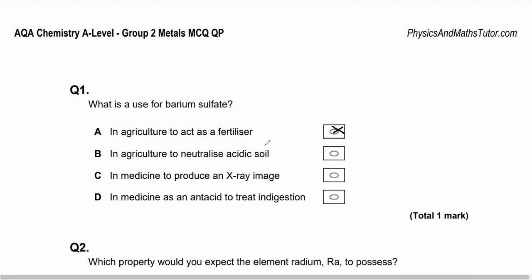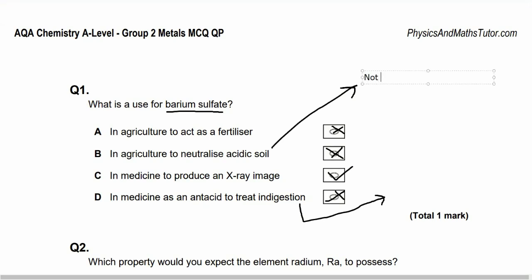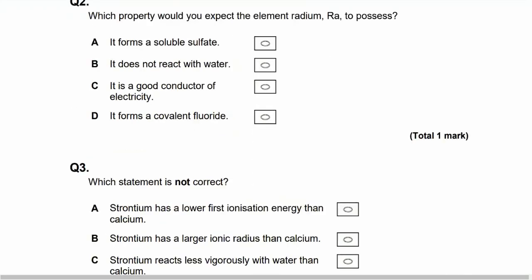Let's go through these. In agriculture, do we use barium sulfate as a fertilizer? We don't. It's not got nitrates, phosphates, or phosphorus in it, which are the important things you need in a fertilizer. Do we use it to neutralize acidic soil or as an antacid? No, we don't. Neutralizing acidic soil, we use calcium oxide, which is a base, or we use magnesium hydroxide as an antacid, which is also a base. Barium sulfate is not a base. It does not release hydroxide ions in solution. So that's the end of question 1. The correct answer was C.